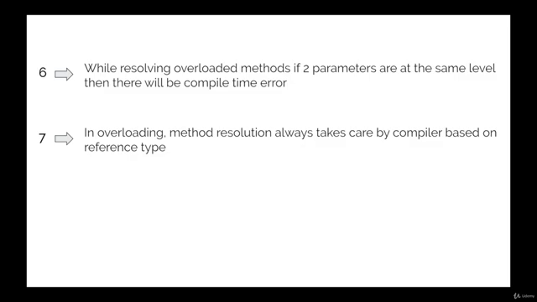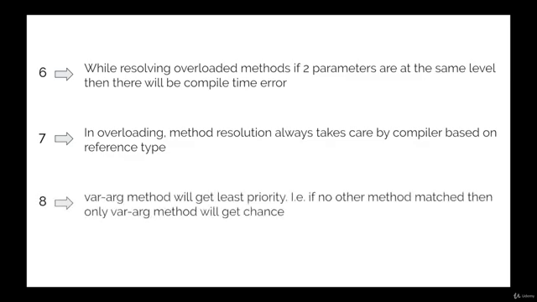So let's take a look at the next rule, that is related to varargs methods. The next rule says that varargs methods will get least priority. If there is no method matched, only then the varargs method will get the chance.